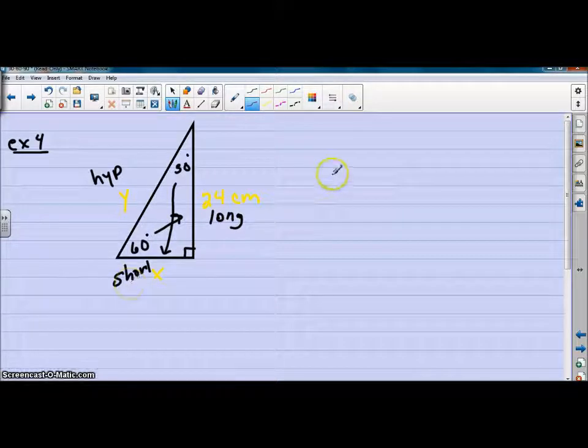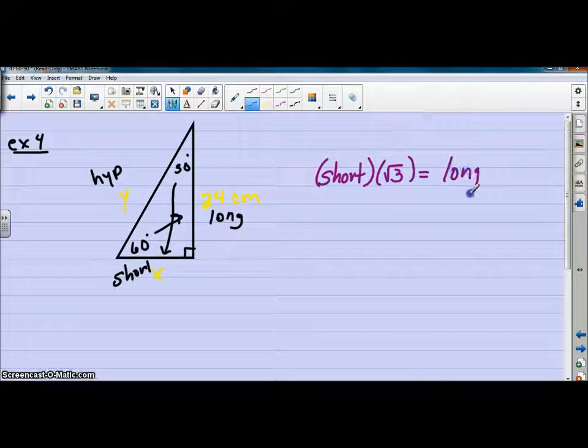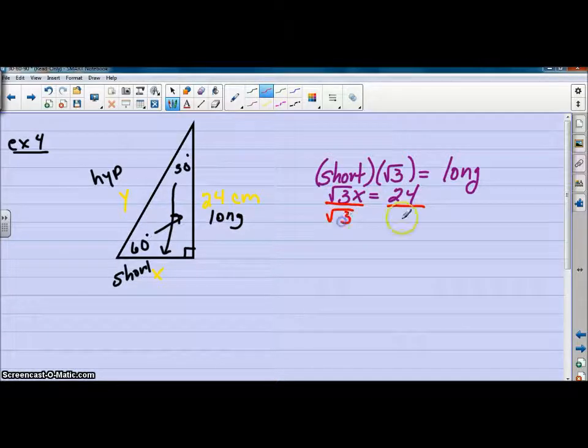So remember, the formula said the short times square root of 3 equals the long. That's that 1 to square root of 3 ratio. So I'm going to plug in my numbers. X is the short, so I have the square root of 3 x equals the long, which is 24. Now what I need to do is divide by the square root of 3 on each side, so that I can get x by itself.